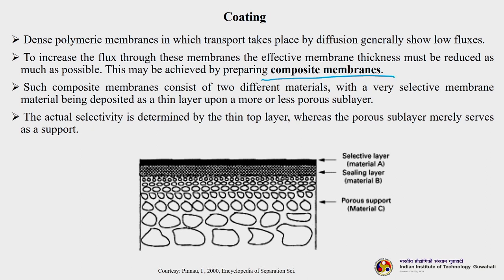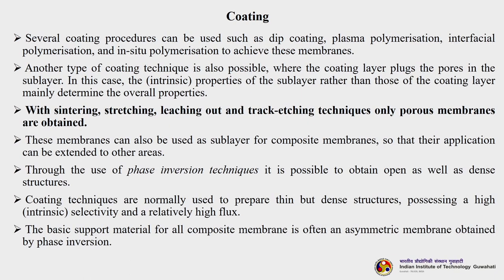So, composite membranes or asymmetric membranes. Such composite membranes consist of two different materials, with a very selective membrane material being deposited as a thin layer on a porous layer. This is the thin selective layer which is actually doing the separation. Then we can have another sealing layer here, having a very low pore size distribution, then another layer here, which is highly microporous and provides the support. The actual selectivity is determined in the thin top layer, whereas the porous sub layer serves as the support. Support means it is providing mechanical support.